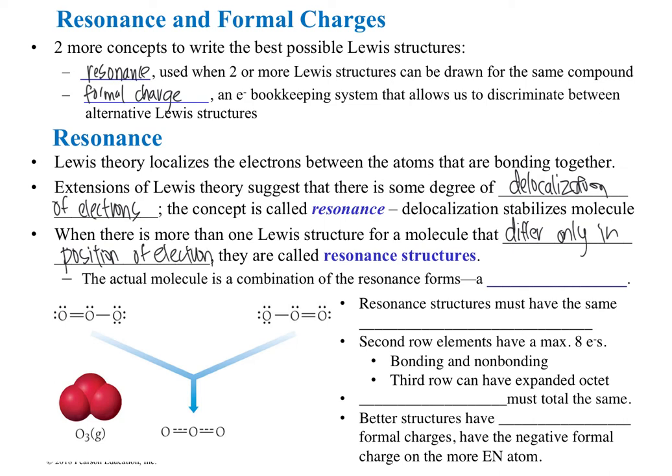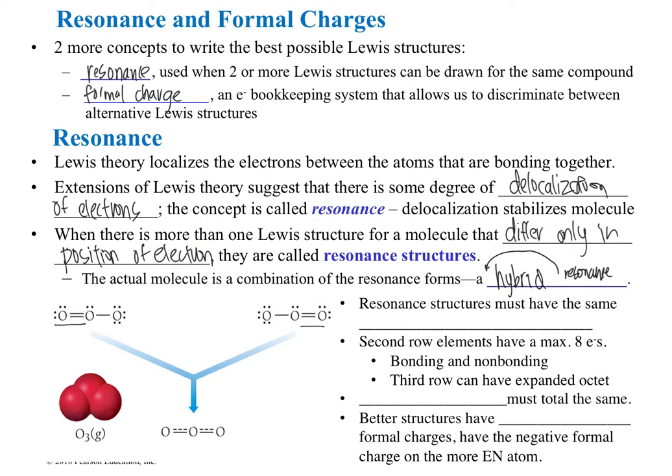Not how they're connected. That's a whole different thing. The actual molecule has a combination of resonance forms that's called a hybrid, a resonance hybrid. So for example, with ozone, we can have the double bond be between the left oxygen or the right oxygen, but what's really happening is it's kind of flip-flopping in between them.